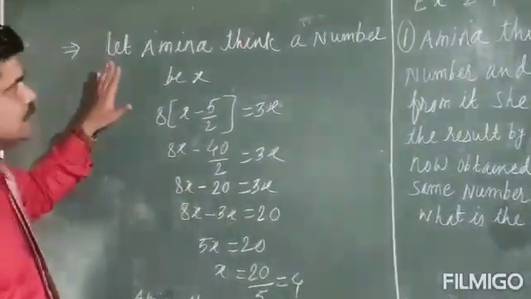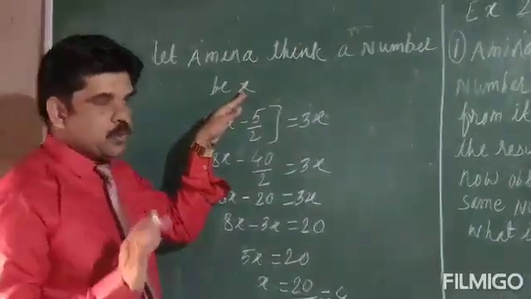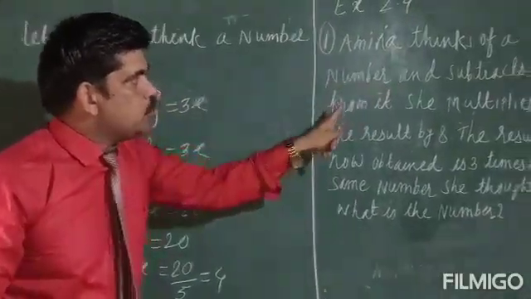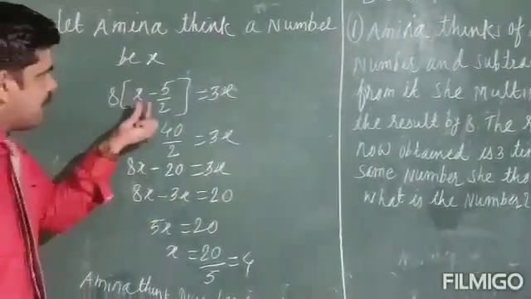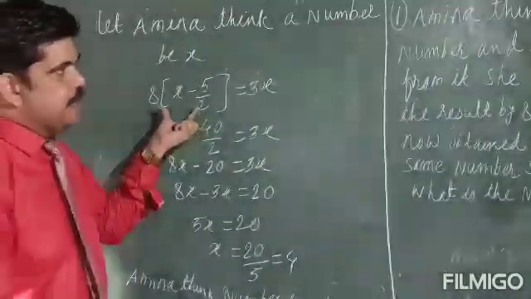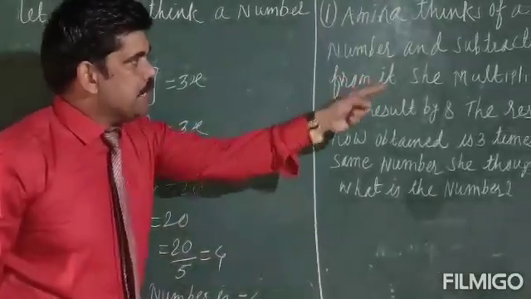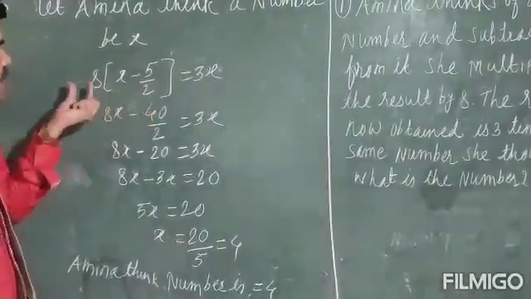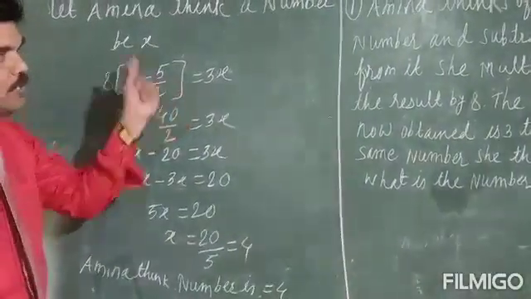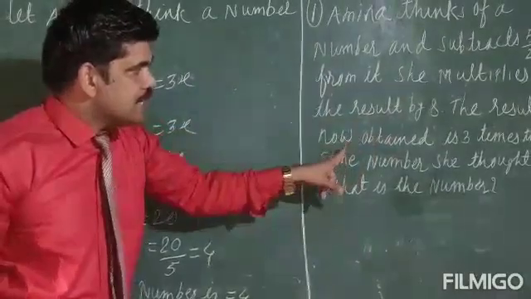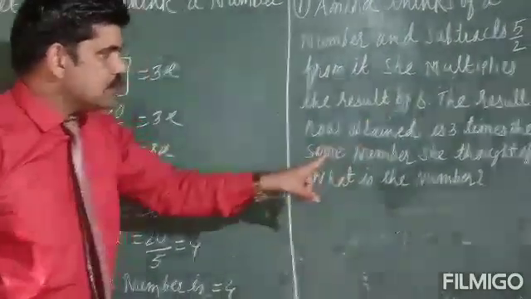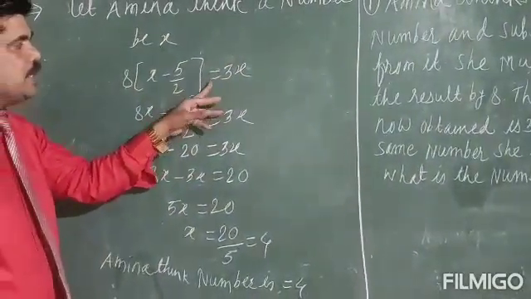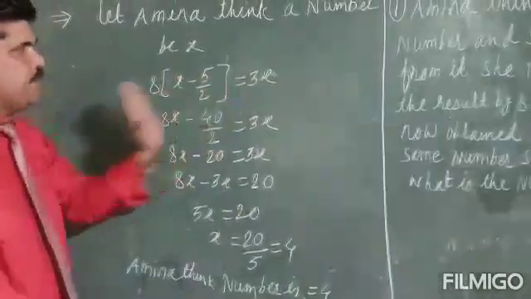So first we will consider that she thought of a number, that is x. Now according to this statement, 5 upon 2 is subtracted from that number, so x minus 5 upon 2. Next, she multiplies the result by 8, so this result into 8 is equal to the next statement: the result obtained is 3 times the same number she thought. She thought x, so 3 times is 3x. I hope you are clear with the equation.